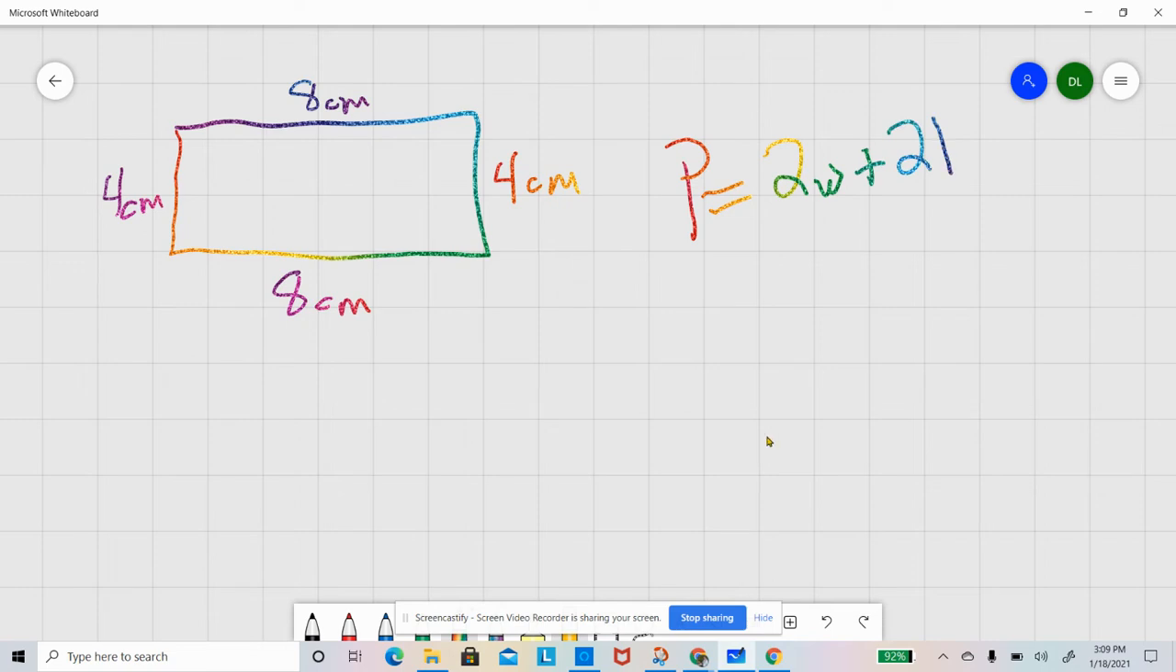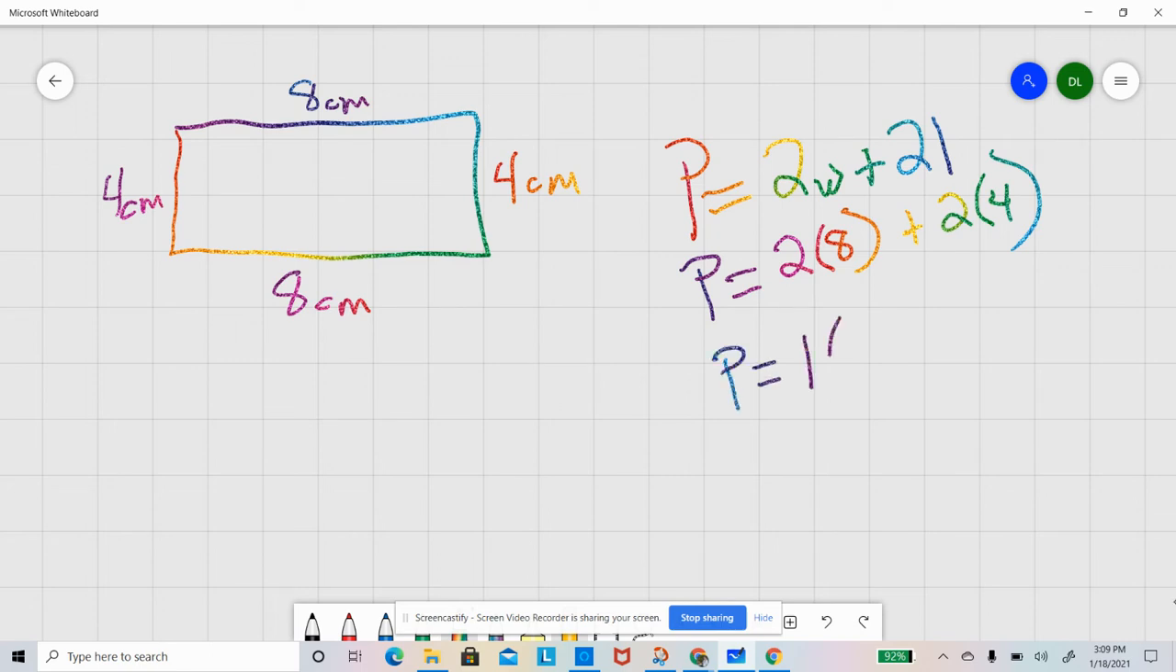So we're going to have 2 widths and 2 lengths, which means perimeter is going to equal 2 times 8 plus 2 times 4. What is that really going to mean? That means that perimeter equals 16 plus 8, or the perimeter equals 24 inches. Again, you can look at it this way. 8 plus 4 is 12. 8 plus 4 is 12.